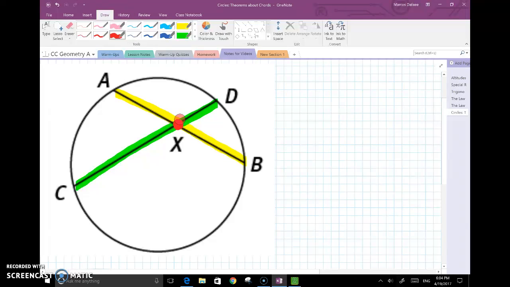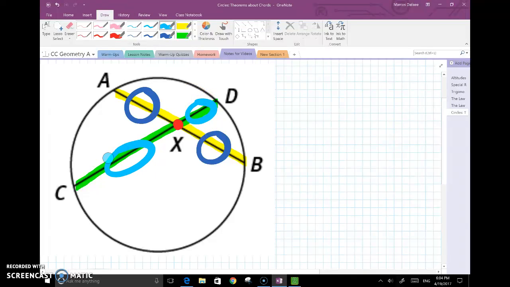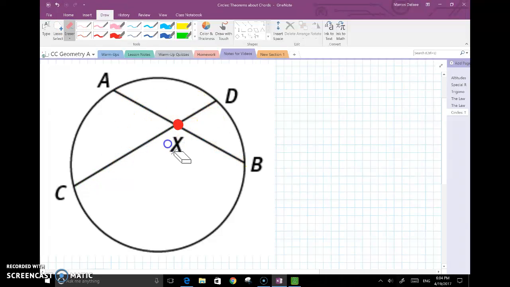Now when this happens, you end up with four segments. You have a segment right here. You have a segment right here. You also have a segment right here and a segment right there. Okay. Now I know this looks pretty messy, but I'll clean it up in a second. But the relationship between them is the following.